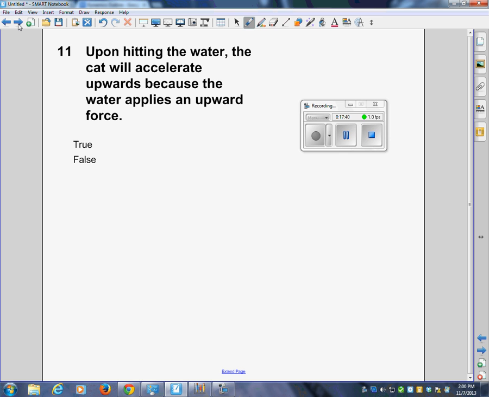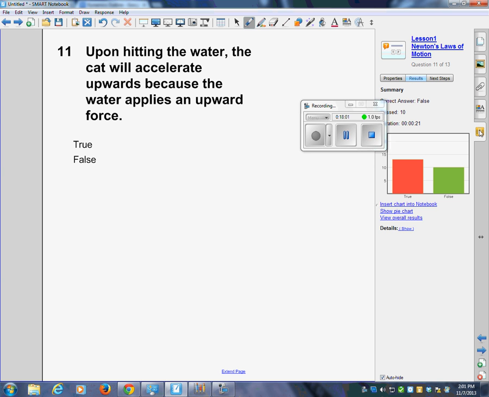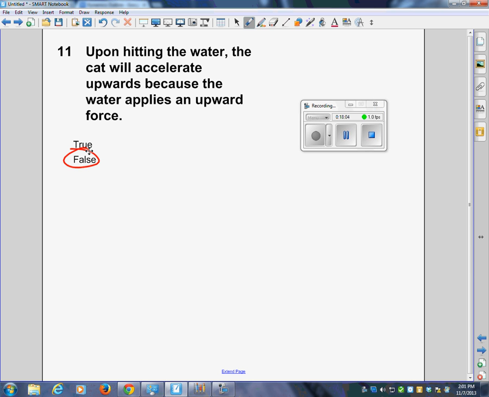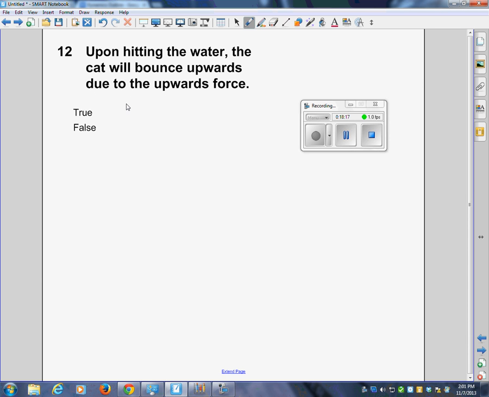Number 11. This is not the last one, right? It's 13. Upon hitting the water, the cat will accelerate upwards because the water applies an upward force. False. The cat will not accelerate upwards. Upon hitting the water, the cat will bounce upwards due to the upwards force.